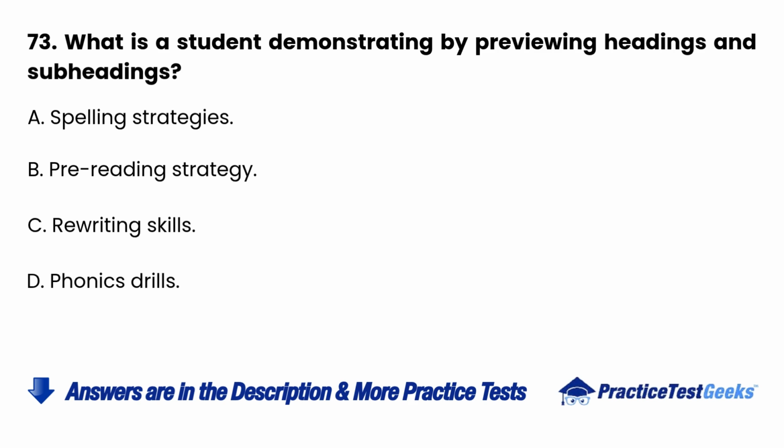73. What is a student demonstrating by previewing headings and subheadings? A. Spelling strategies. B. Pre-reading strategy. C. Rewriting skills. D. Phonics drills.